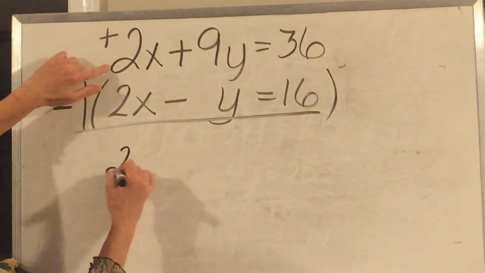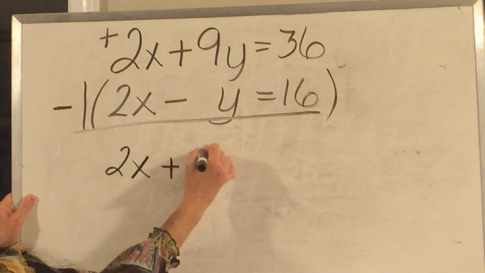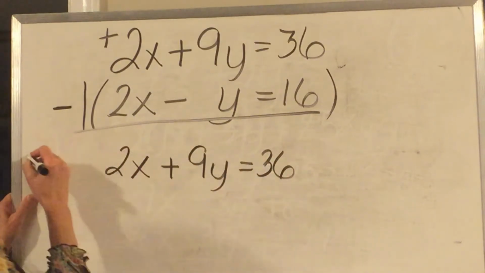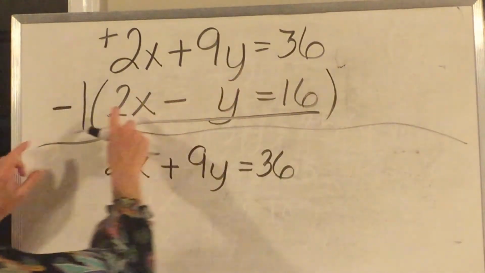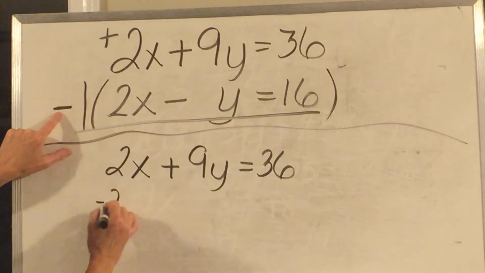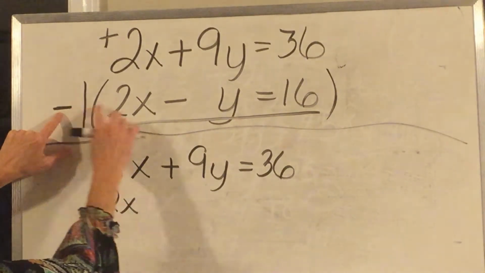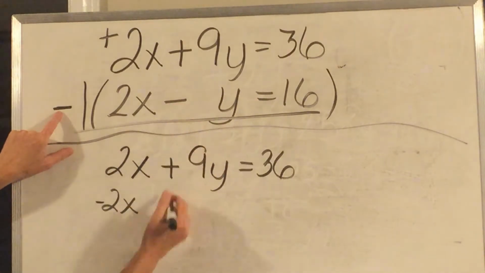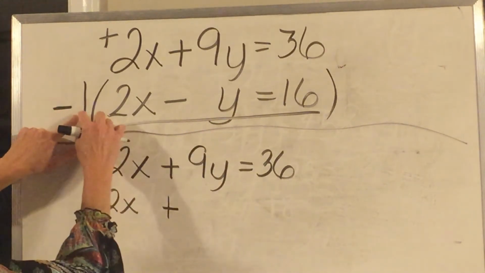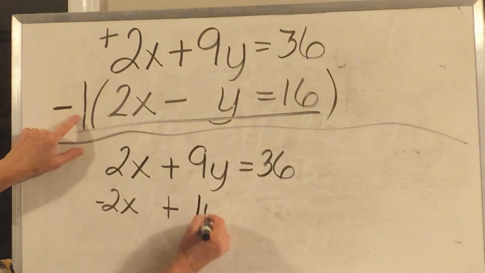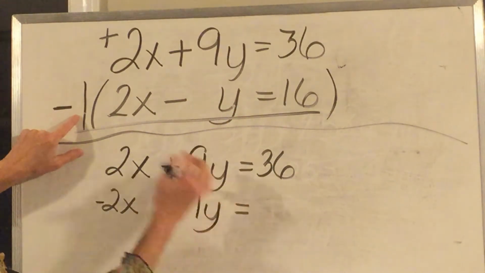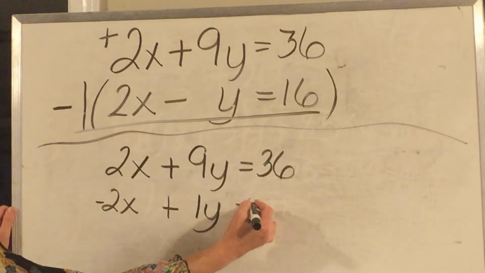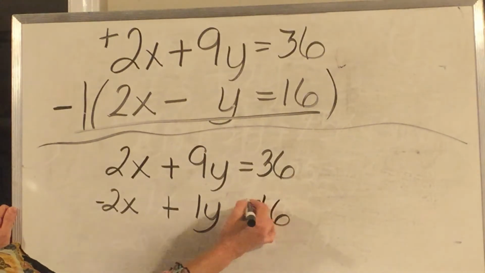Now, bring this one down: 2x plus 9y equal 36. And then this one, we're going to distribute the negative 1. Negative 1 times 2x is negative 2x. Negative 1 times negative y: when you're multiplying two negatives, that's a positive. 1 times y is 1y. Equal, negative 1 times 16 is negative 16.